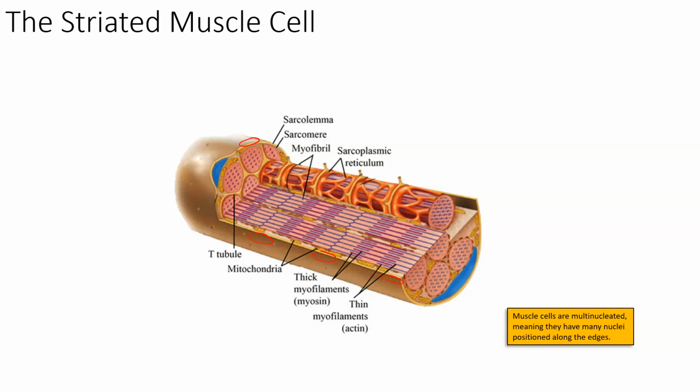So muscle cells are multinucleated. That means they have multiple nuclei. They are always positioned along the exterior, along the edges, and can actually most of the time be seen through the membrane that is the sarcolemma.